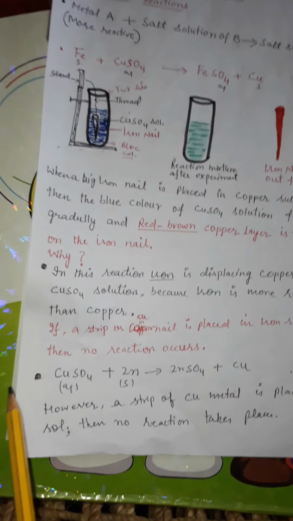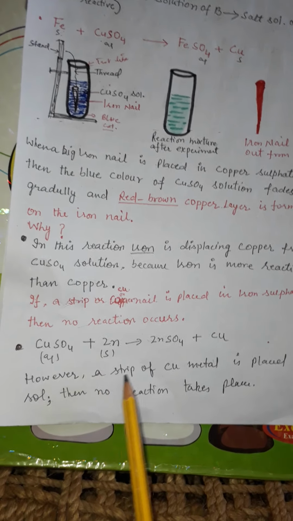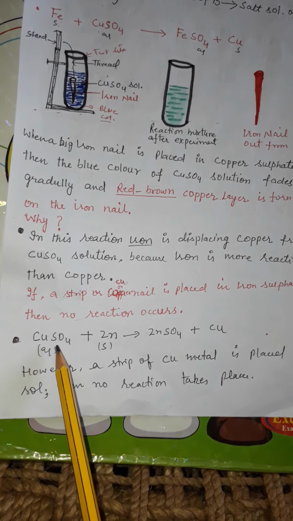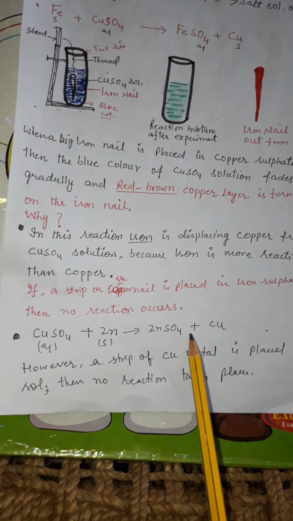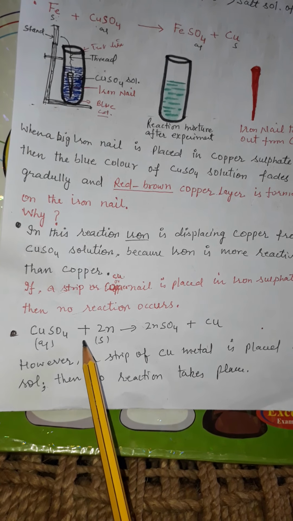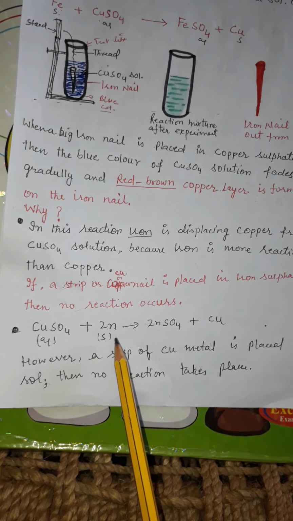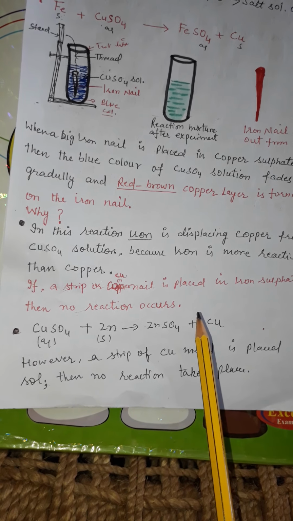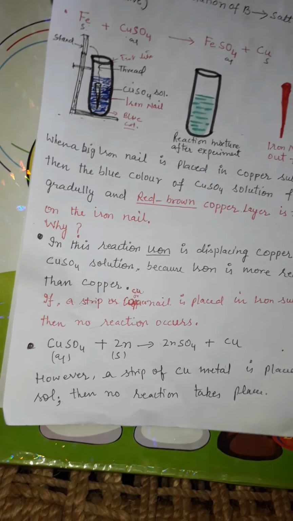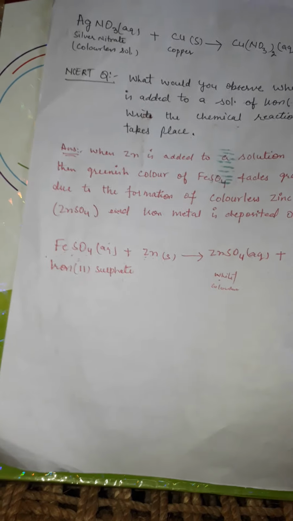Now see another reaction. If we take the zinc strip and put in the copper sulfate solution, then zinc sulfate and copper is formed. But if we take the zinc sulfate solution and put the copper strip in it, then no reaction. So more reactive element only displaces the less reactive element from the salt solution.